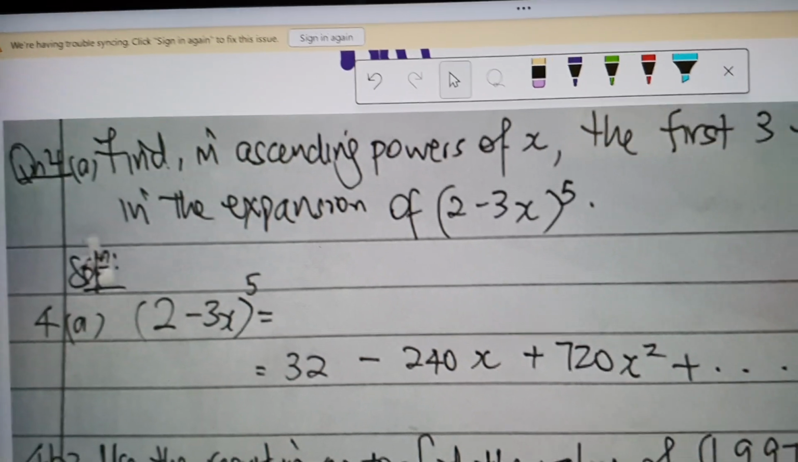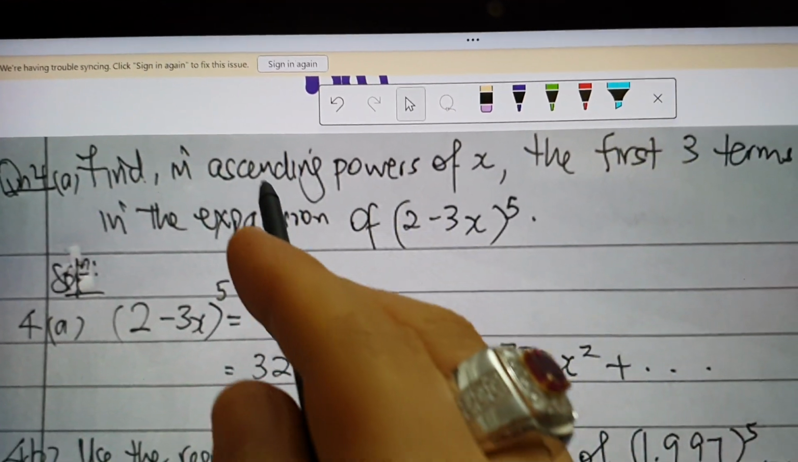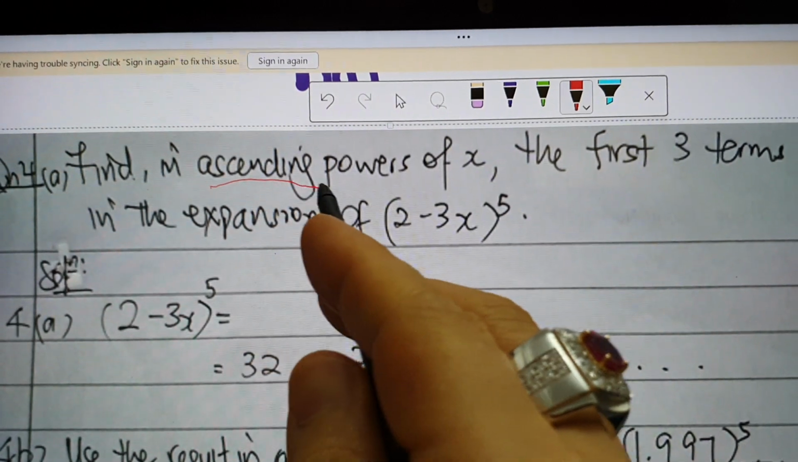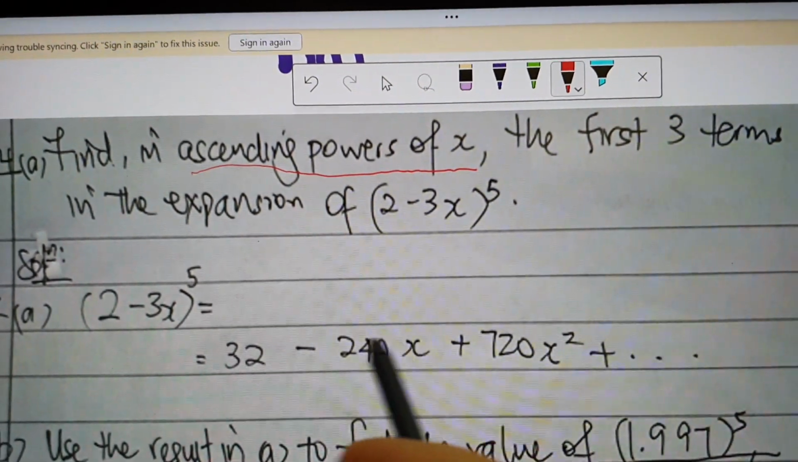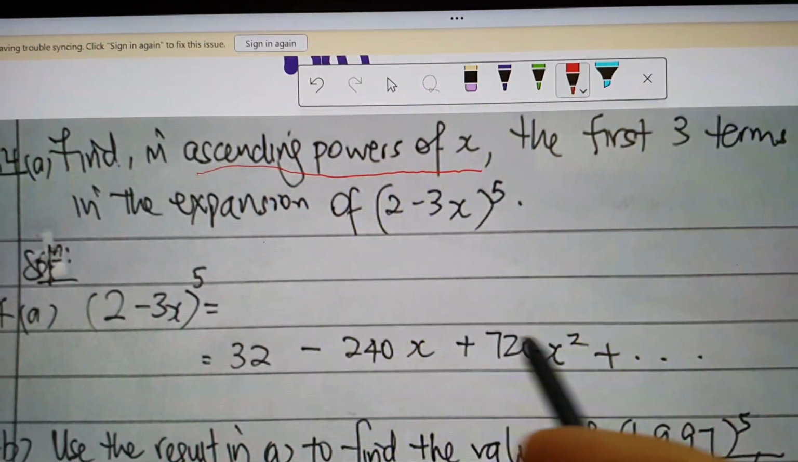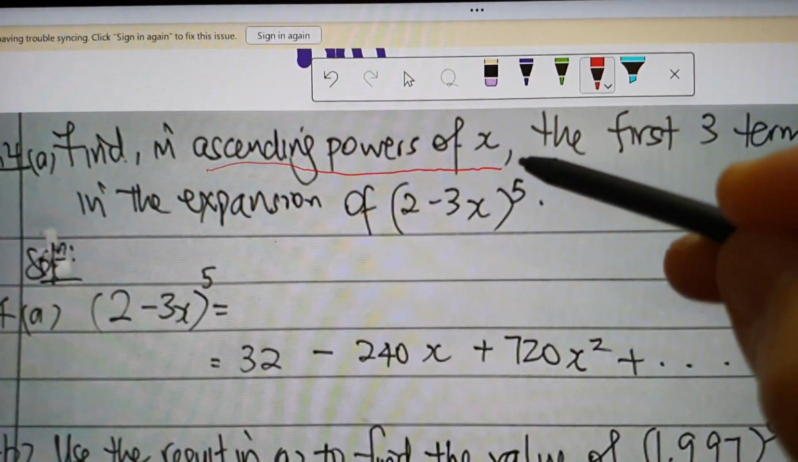So example 4, I actually missed it out in the video recording, so I'm just going to run through again. Find in ascending powers of x. In ascending powers of x means the power of x must increase. As you can see, in my answer the power of x is from x to the power 0, x to the power 1, x to the power 2. So the power of x is increasing. So my answer is correct.